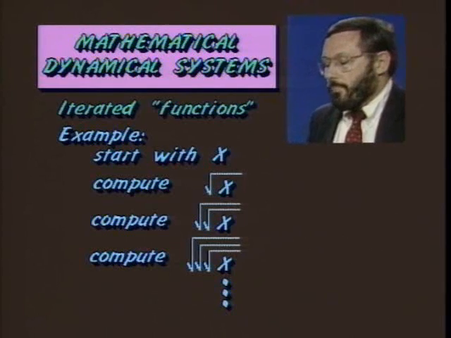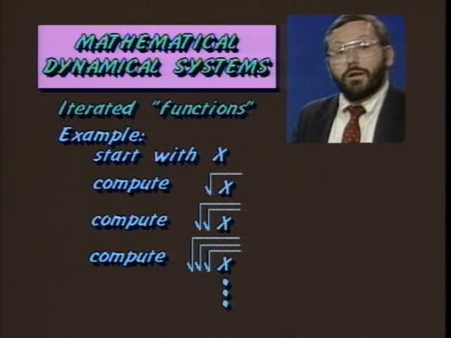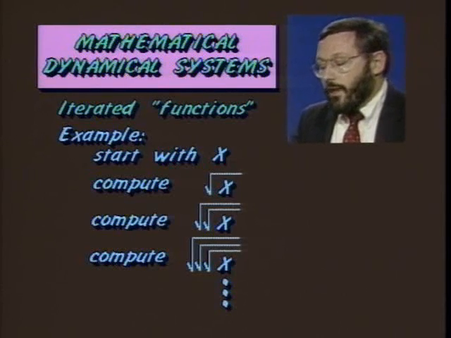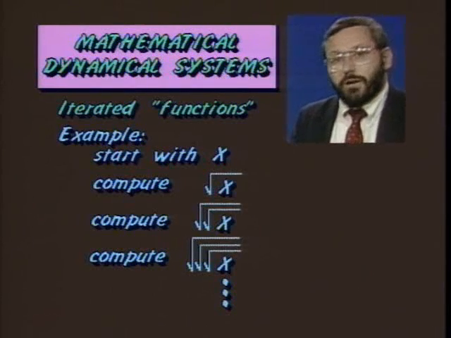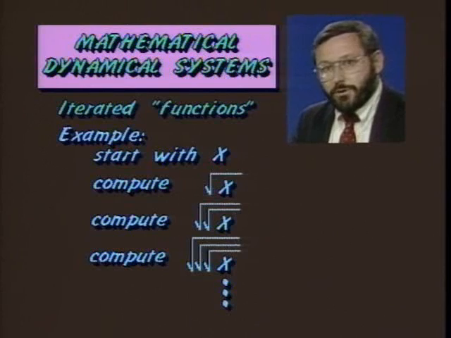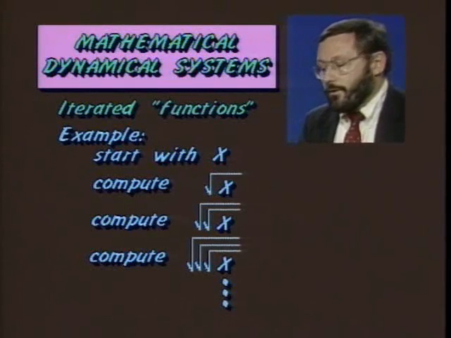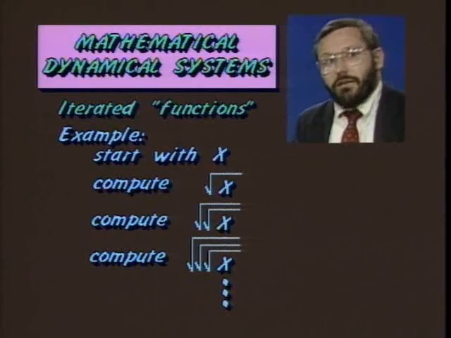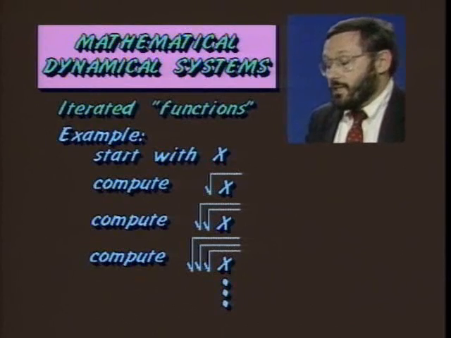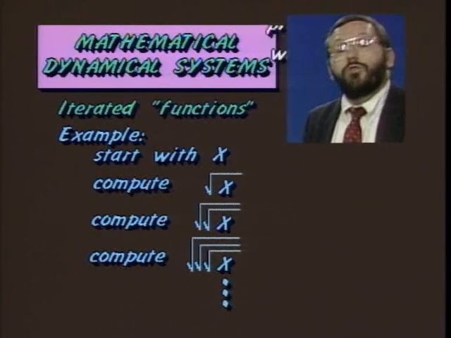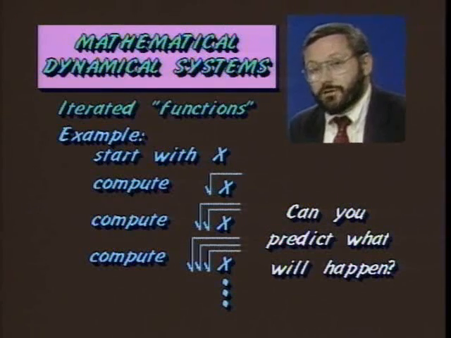That's accomplished this way. Take the initial number x, compute its square root. You get a new number. Then compute the square root of that number. You get a second number. And so forth, the square root of the square root of the square root. This is the process of iteration. It's a dynamical system. The numbers are changing in time. The question to the mathematician is, just as in the case of a scientist, can you predict what will happen? Can you predict what will happen when you iterate this function over and over again?